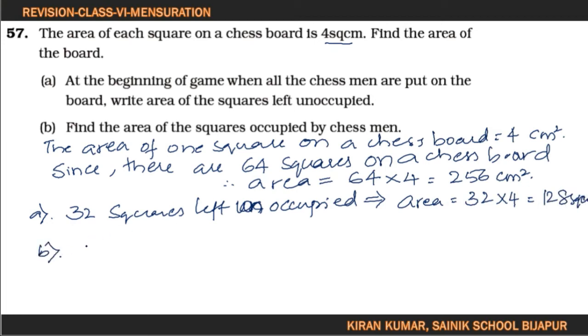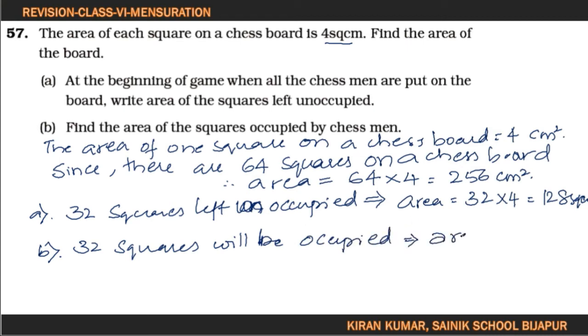Second sub question: since 32 squares are unoccupied, then 32 squares will be occupied. This means that the area will be the same as 32 times 4, which is 128 square centimeters.